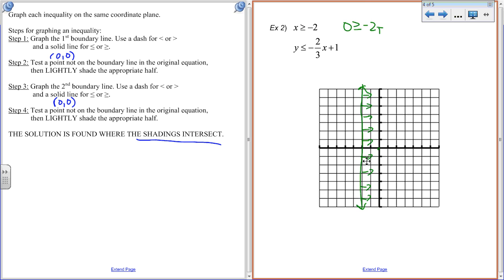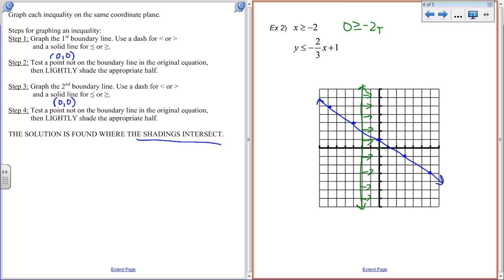If we take a look at the second equation, they already have it solved for y. So we're going to start at positive 1. And then we're going to go down 2 over 3. Down 2 over 3. I'm going to go up 2, back 3. Up 2, back 3. It's a solid line once again. Now remember guys, my lines don't intersect at a nice point, but it doesn't matter, because I don't care where the two lines intersect, I'm interested in where the shading intersects.